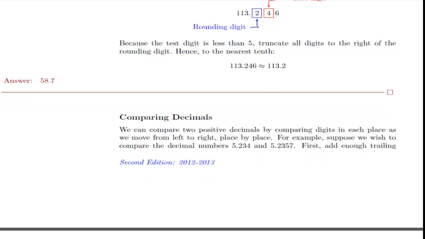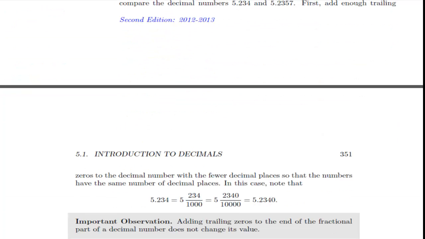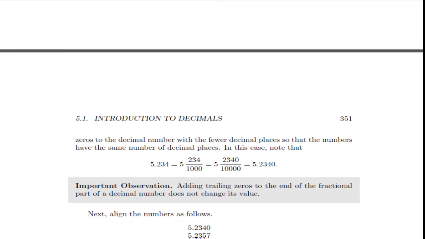Comparing decimals. We can compare two positive decimals by comparing digits in each place as we move from left to right, place by place. For example, suppose we wish to compare the decimal numbers 5 and 234 thousandths and 5 and 2,357 ten-thousandths. First, add enough trailing zeros to the decimal number with the fewer decimal places so that the numbers have the same number of decimal places. In this case, note that 5 and 234 thousandths equals 5 and 234 over 1,000 equals 5 and 2,340 over 10,000ths equals 5 and 2,340 ten-thousandths.